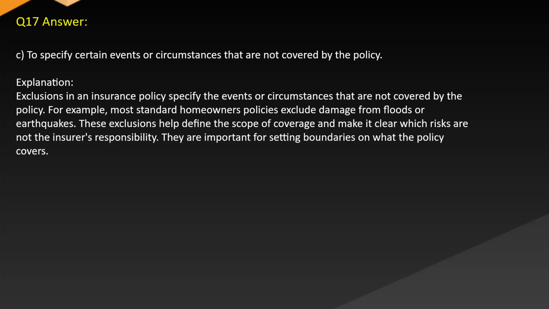Answer: C. To specify certain events or circumstances that are not covered by the policy. Explanation: exclusions in an insurance policy specify the events or circumstances that are not covered by the policy. For example, most standard homeowners policies exclude damage from floods or earthquakes. These exclusions help define the scope of coverage and make it clear which risks are not the insurer's responsibility. They are important for setting boundaries on what the policy covers.